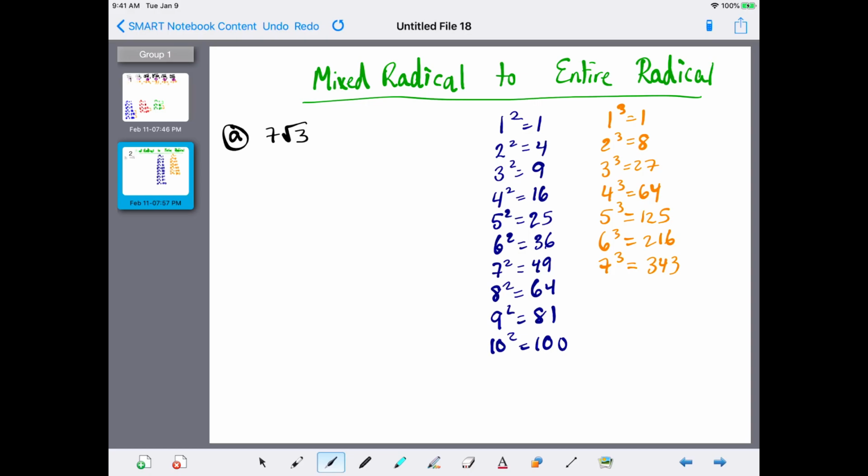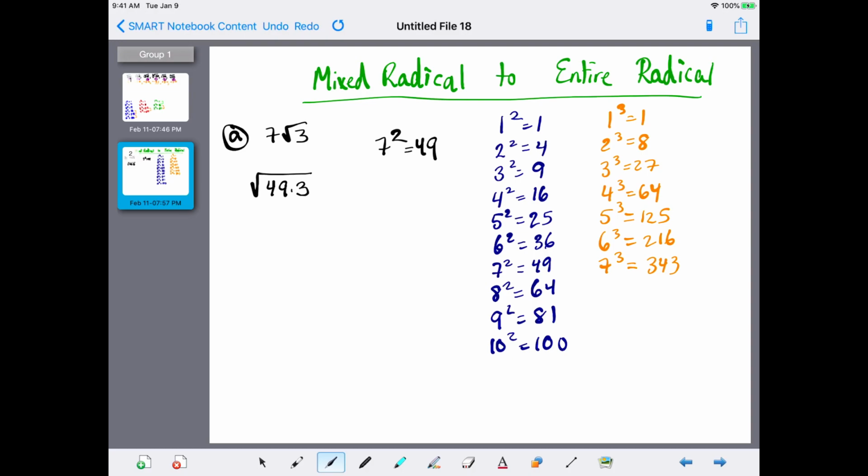So what is 7 squared? Again, I left our columns of perfect squares and perfect cubes here for us. So 7 squared is just 49. We're just going to square the 7 and then multiply it by the 3 on the inside. And that will be the rule. Whatever the index is, that is what we will raise the number on the outside to when we put it back underneath the radical symbol. And it's as simple as that.